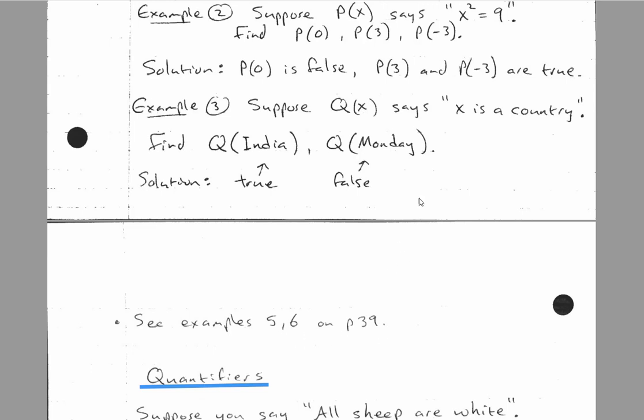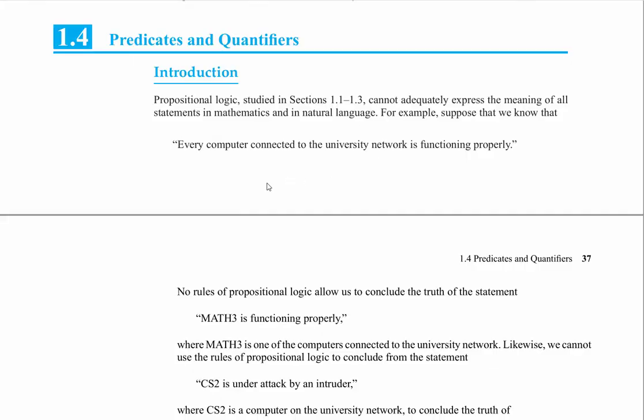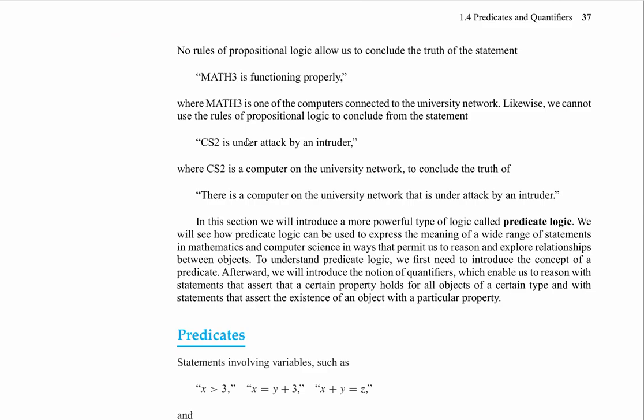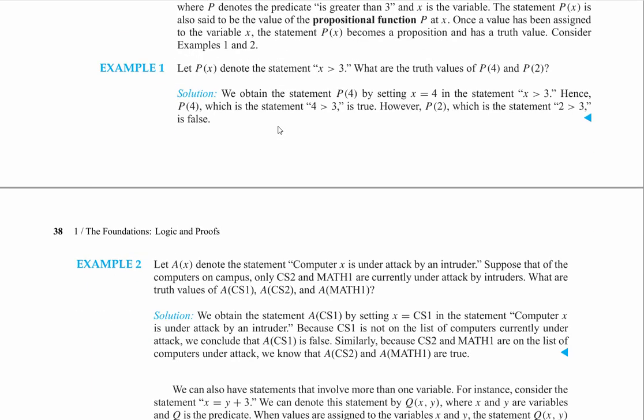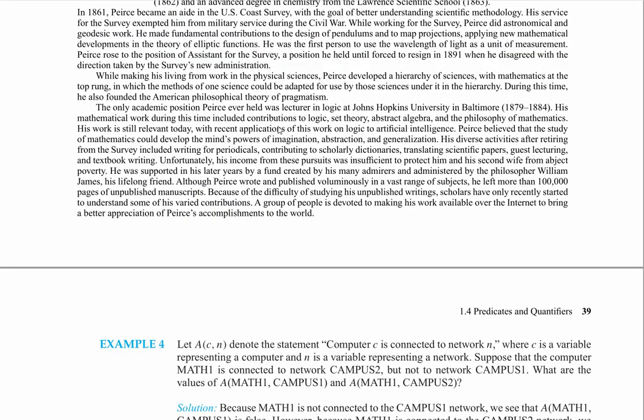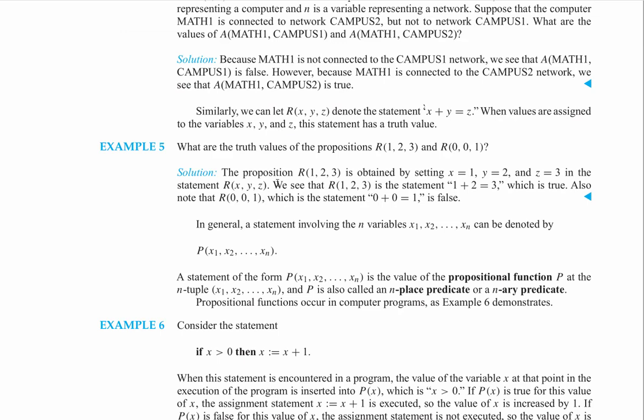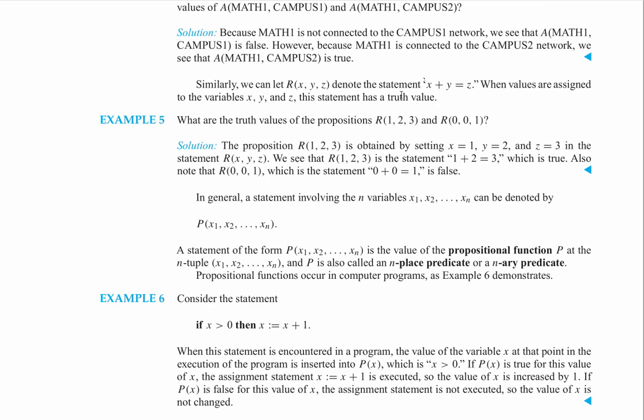Okay, more examples in the book. Okay, so we're in section 1.4. Okay, example 5. We're setting up this propositional function of 3 variables. So this R takes 3 inputs, x, y, and z. And so R denotes this statement, x plus y equals z.